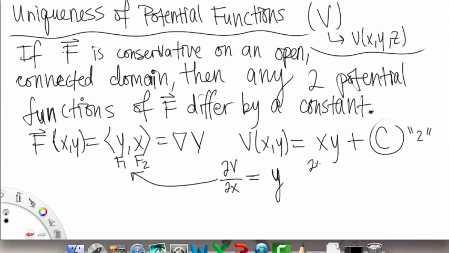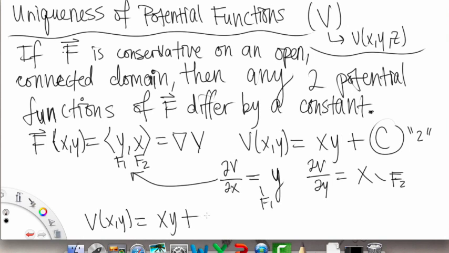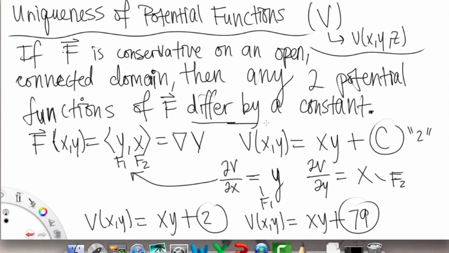So now let's do partial v, partial y. Now we're considering x a constant, so we just get x. And again, the constant goes away, all right? So you could have a 2, a 4, a 3, it doesn't really matter. So this was f sub 1, and this is equal to f sub 2. Anyways, the point here is that xy plus 2, let's say, and v of xy equals xy plus 79. It doesn't matter what the constant is here. That's why it can differ by a constant.